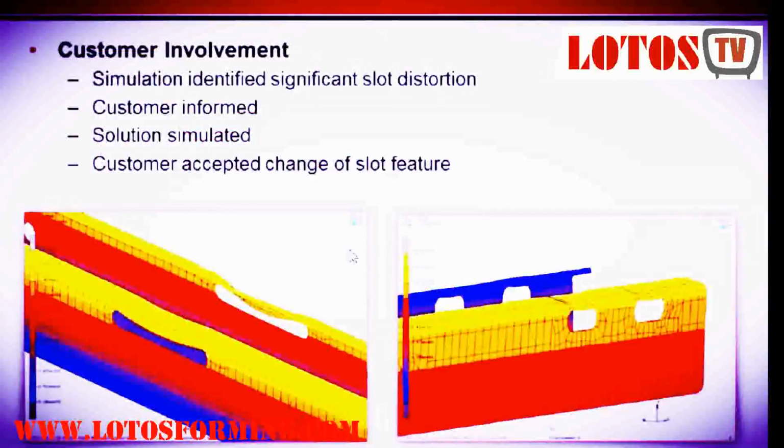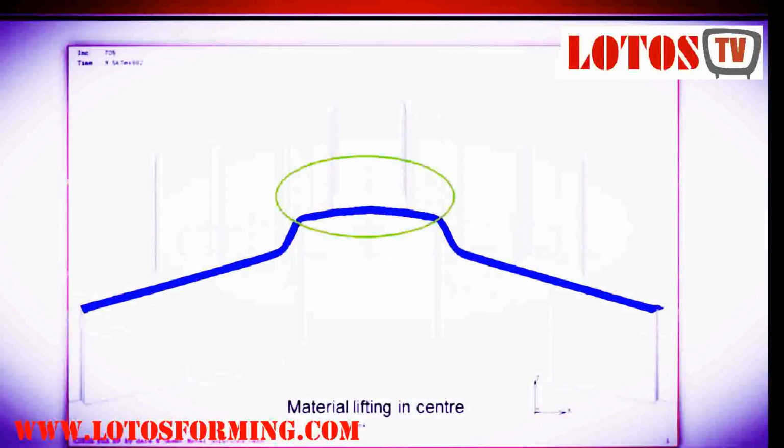So first of all, we now involve our customers much closer to the front of the design process. In this particular case, we were able to show them how we believe the slot would distort. We were able to run a simulation of a solution, of an improvement, and the customer was then able to make a change to that product. And so saving us a considerable amount of time, as we do not change the slot at the end of the forming process.